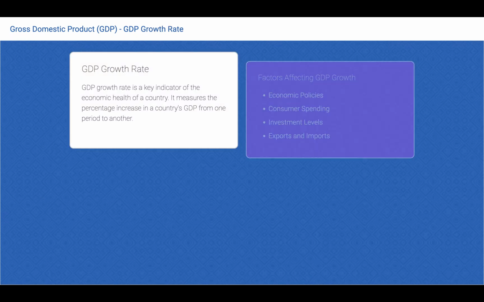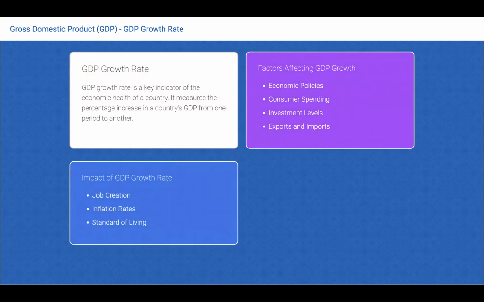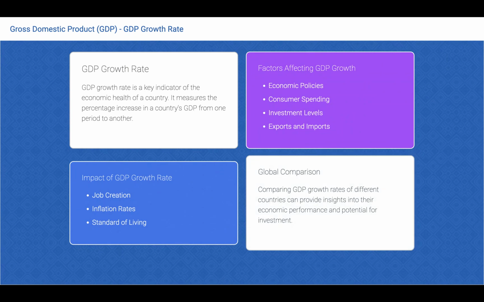DIPT growth rate is a vital economic indicator that shows the percentage increase in a country's DIPT over a specific period. It is influenced by various factors such as economic policies, consumer spending, and investment levels. The growth rate impacts job creation, inflation rates, and the standard of living. Comparing DIPT growth rates globally helps in understanding economic performance and investment opportunities.